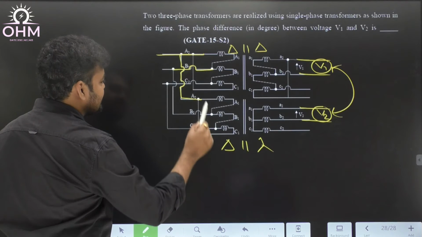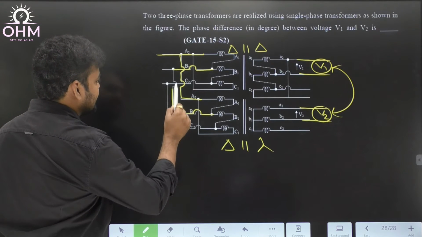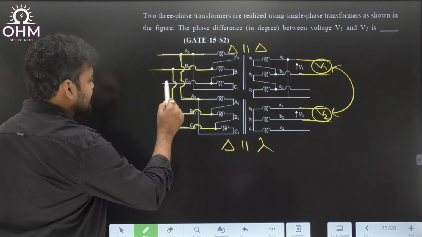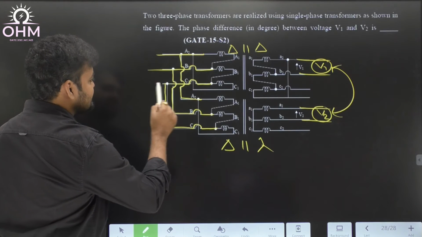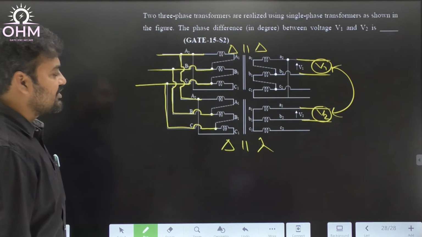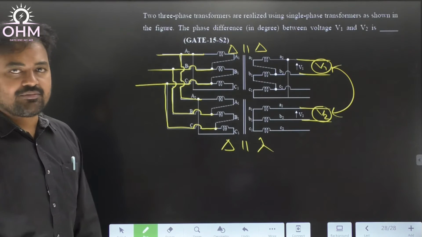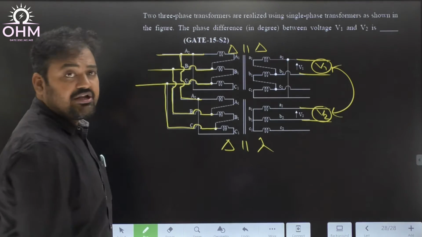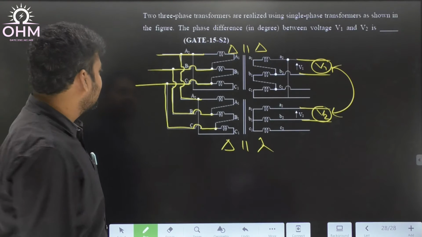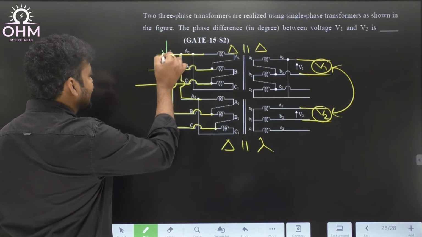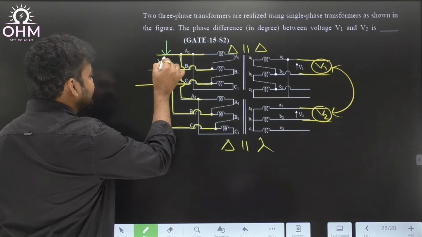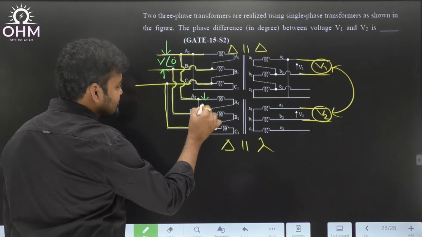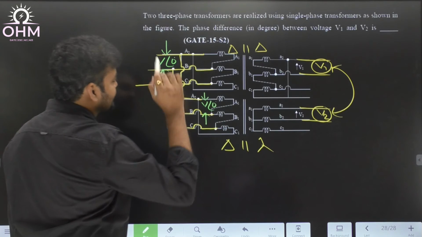Line B of first transformer, line B of second transformer connected to the same bus bar. Line C of the second transformer, line C of the first transformer connected to the same bus bar. Therefore, they are connected in parallel. As a primary side, they are connected in parallel. Their line voltages are in phase with each other. Suppose first transformer line voltage is, let us say, V at an angle 0. Second transformer line voltage is also V at an angle 0.